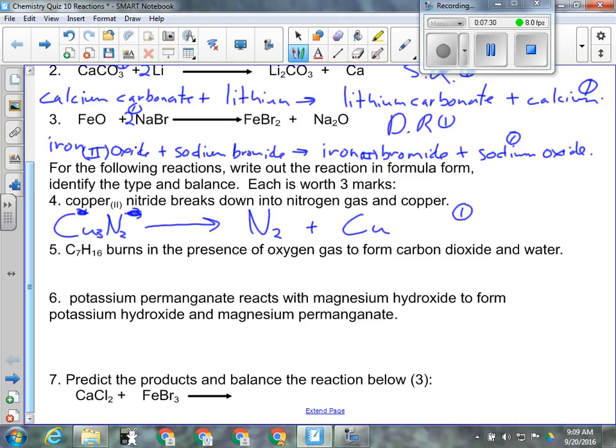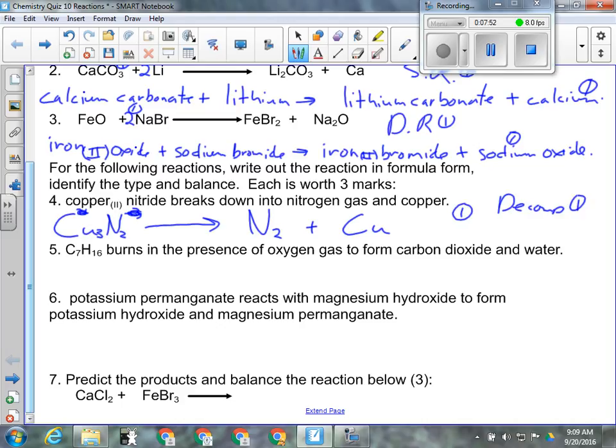And here's the really unfortunate part. If they forgot that N was a 2, or they didn't drop and swap copper 2 nitride, they're not going to get the balancing numbers correct either. Okay? So what kind of reaction is this if I got 1 reactant only? Decomposition, so they can have 1 mark for decomp.